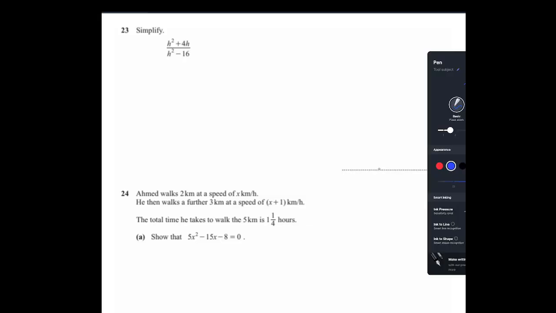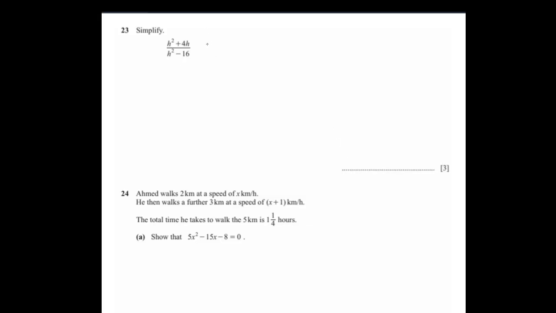Simplification. Question number 23. Simplify h square plus 4h by h square minus 16. So here in the numerator you can take h as common. If I take h common, I will be left with h plus 4. H square minus 16 will be h square minus 4 square, which is in the form of a square minus b square. So you can write it as a plus b into a minus b. So h minus 4 into h plus 4. So h plus 4 gets cancelled and you are left with h by h minus 4. This is the answer.